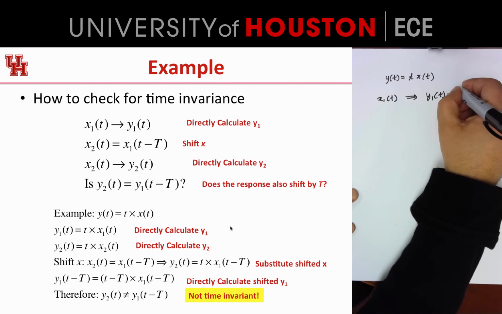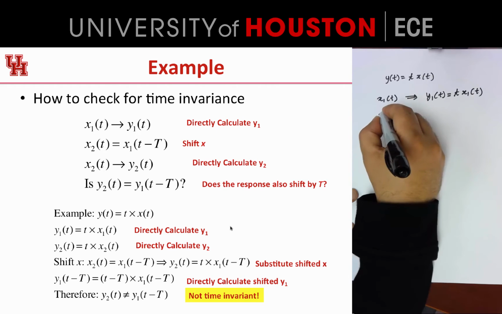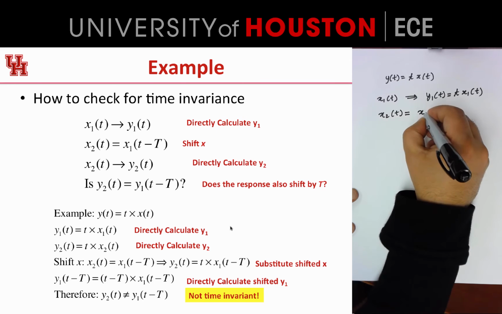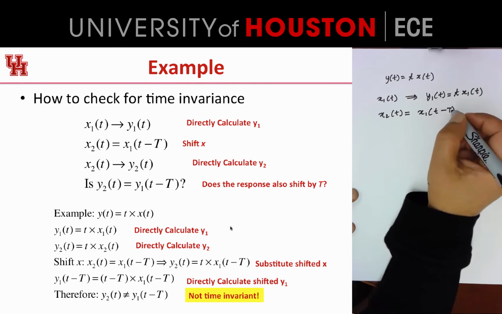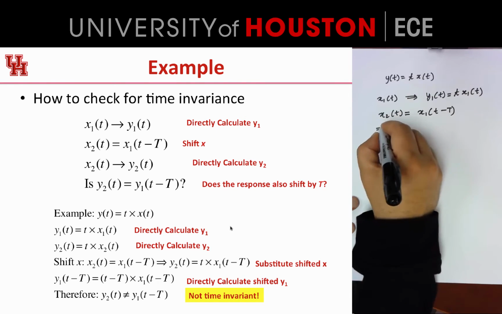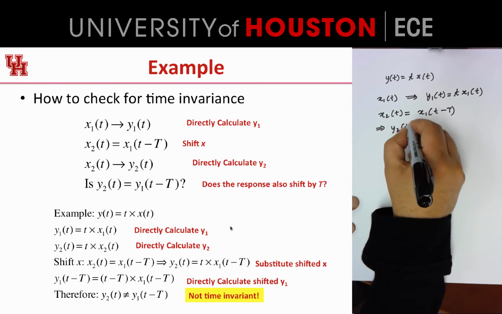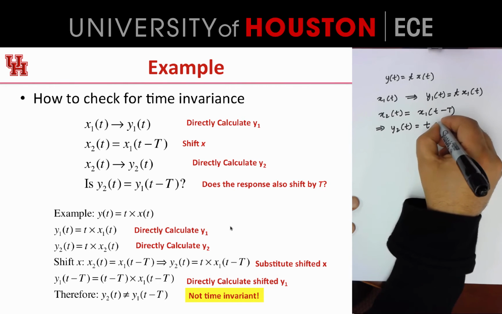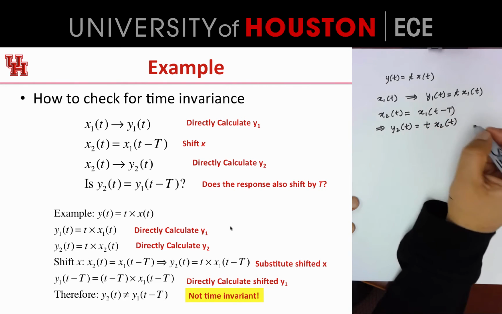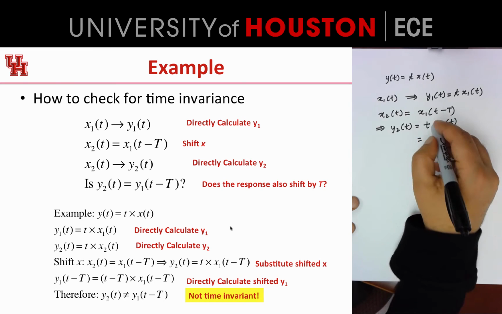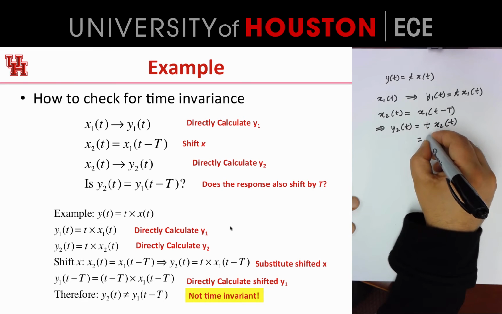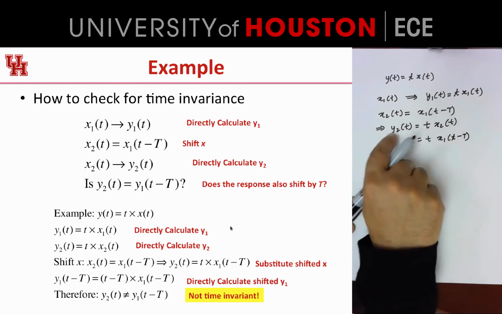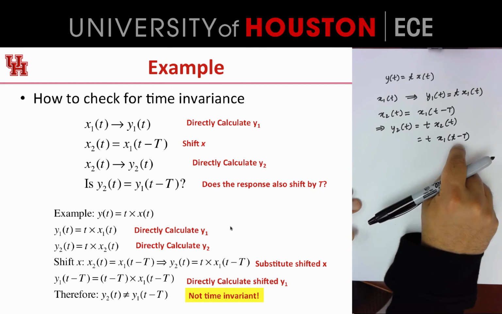Now suppose that x2 of t is a shifted version of x1 of t, so it's x1 of t minus T. What that implies is that y2 of t is going to be given by t times x2 of t. But x2 of t we know is x1 of t minus capital T. So y2 of t is t times x1 of t minus T. This is one way of calculating y2.